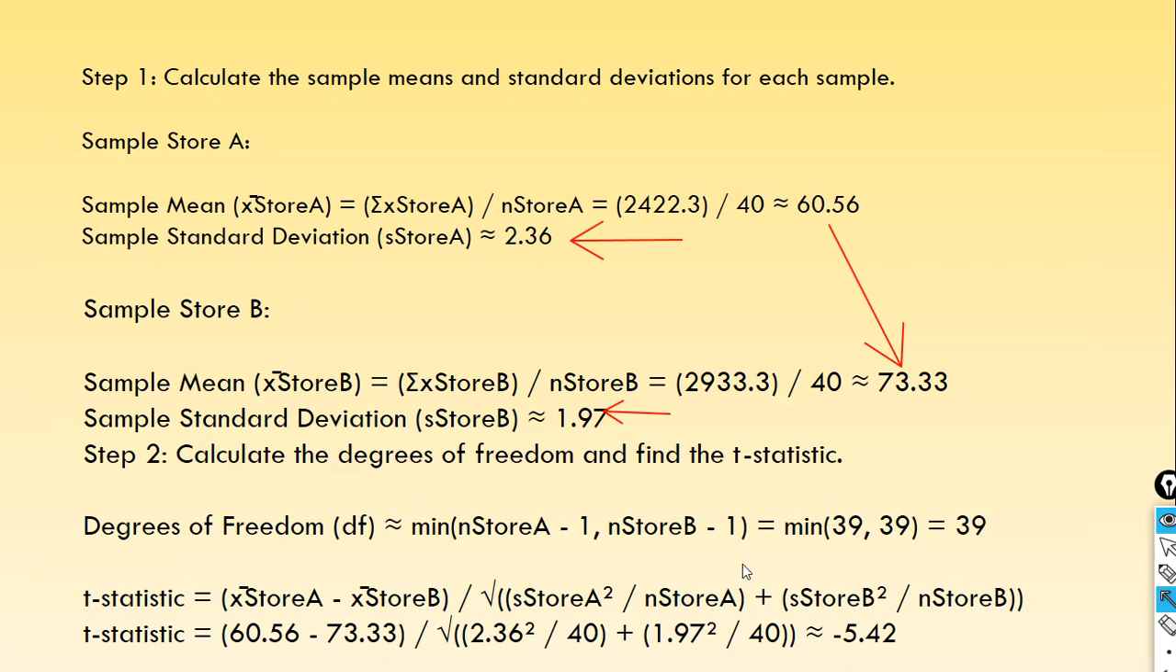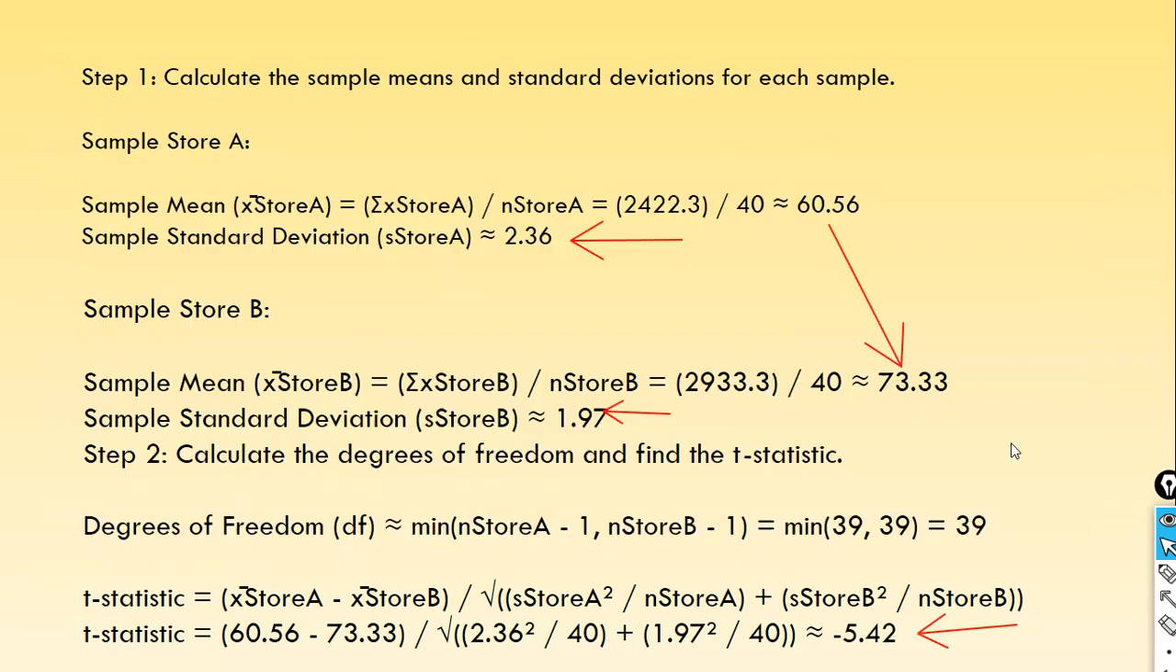Okay, the degrees of freedom we need to find out. So here the sample size is 39 and 39. And the t statistic, this is the formula. If you plug in the values, you'll get negative 5.42. And now we need to find out the critical value.